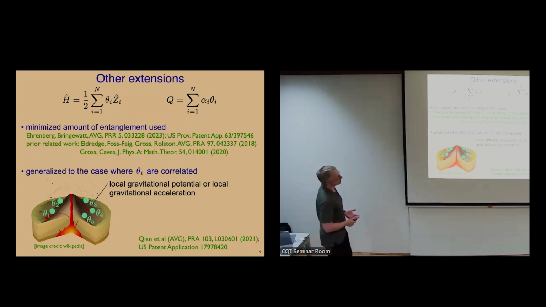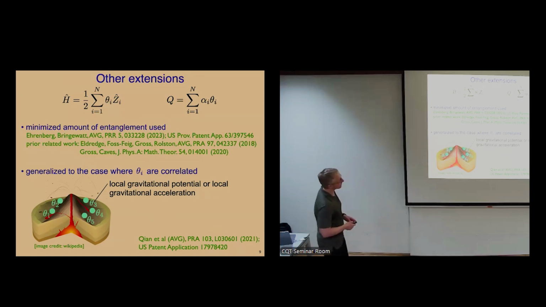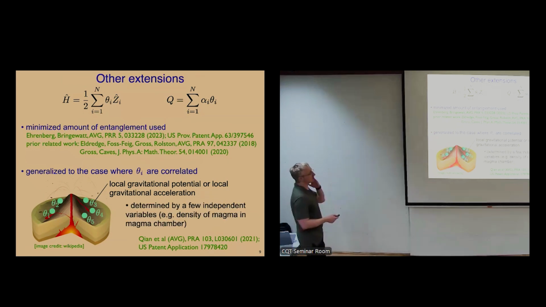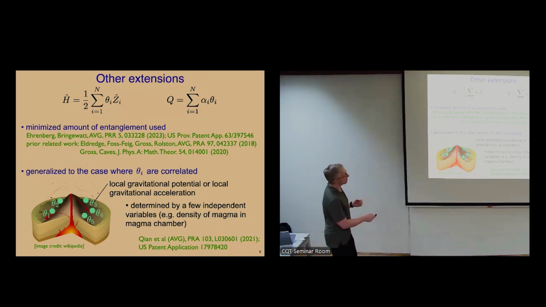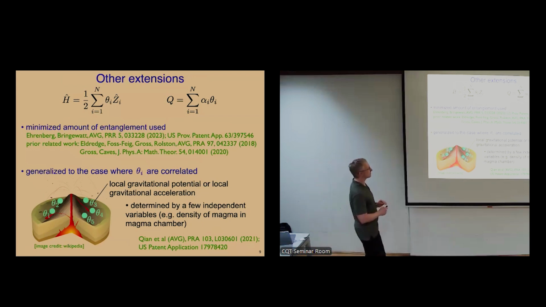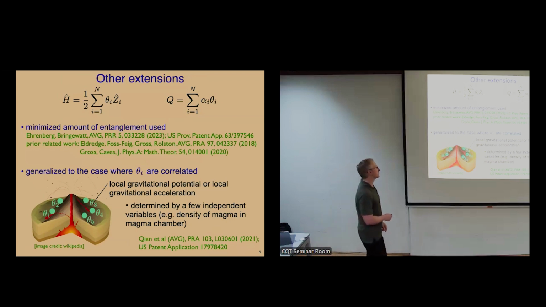So these fields can be a local gravitational potential or local gravitational acceleration. And then suppose they're not all independent. Suppose you really know everything about your volcano except for a few independent variables. For example, the density of magma in the magma chamber, or maybe the height of magma in the magma chamber, but only like 1 or 2 independent variables. And so all 5 of these depend on these few independent variables. And in this case, we also found the optimum protocol.